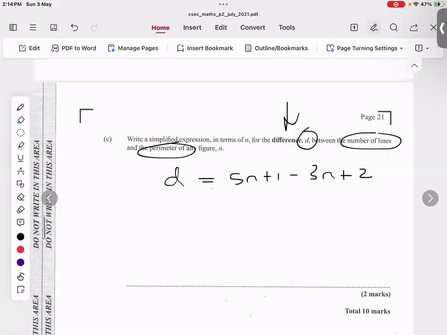We're going to group like terms, right? Yes, it has 5n minus 3n. Hold on now, wait. 5n minus 3n, plus 1 plus 2. So what would be the answer? 2n plus 3. Everybody's in agreement?